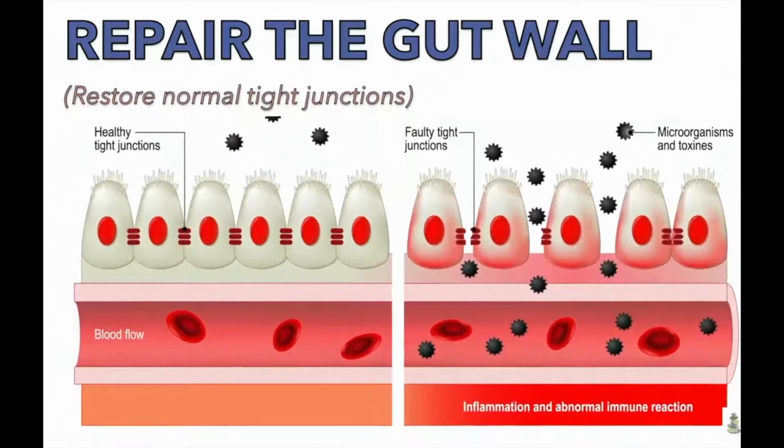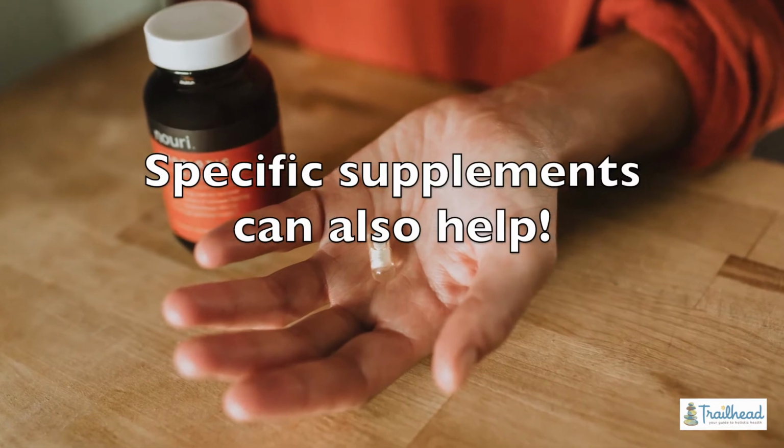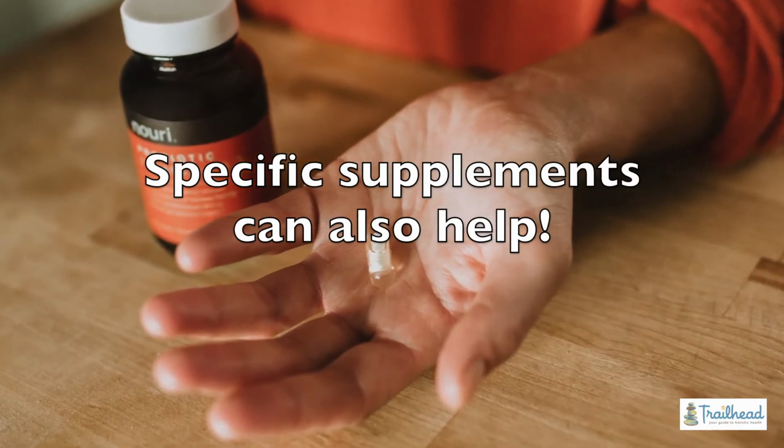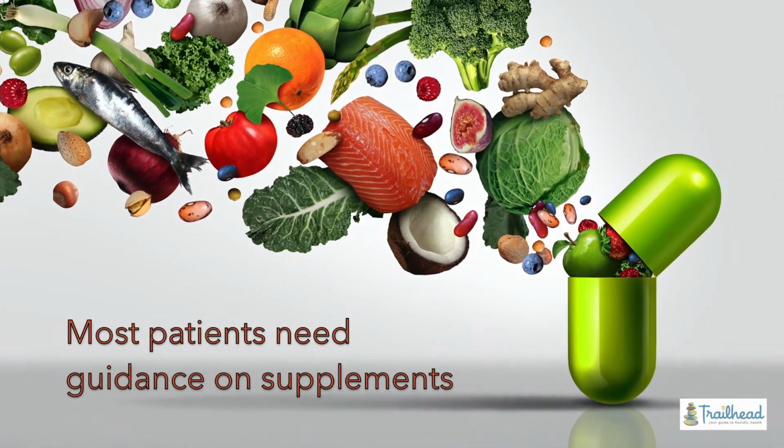Vitamins, minerals, and the essential things from our diet that give us nutrition, nourish our bodies, and aid us in the healing process. But in conjunction with that, we can also provide things like glutamine, or maybe DGL, which is called deglycyrrhizinated licorice, or zinc or vitamin A. Colostrum, dairy-free colostrum is what we use. The trick is, how much do I take? That's where we come in, where we can give more guidance on that.